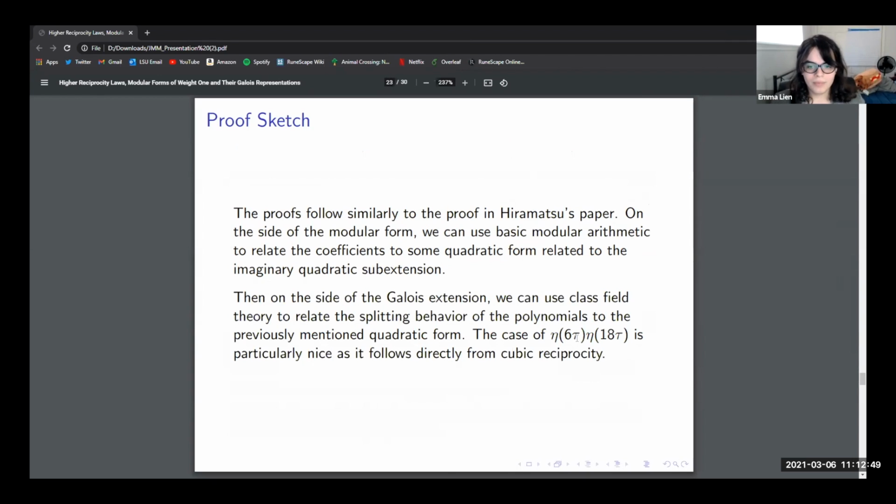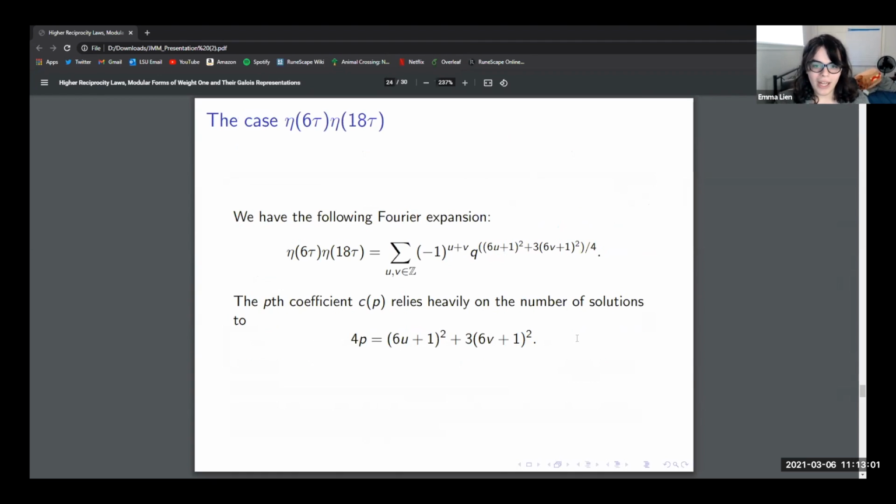So the case of eta of 6 tau times eta of 18 tau is particularly nice, as the Galois extension side just sort of follows from cubic reciprocity. So to run through this eta 6 tau times eta of 18 tau case, we can take the Fourier expansion of this, and as I mentioned before, we have this quadratic form in the exponent. So the pth coefficient relies heavily on the number of solutions to 4p equals something squared, something that's 1 mod 6 squared plus 3 times something that's 1 mod 6 squared.